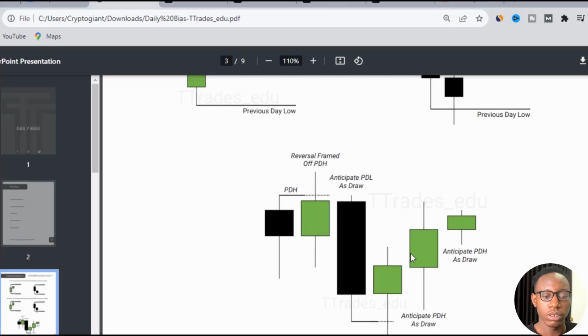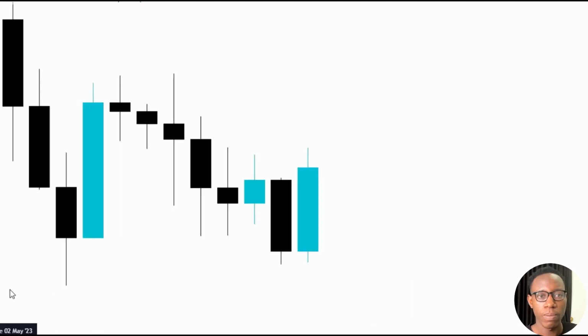And on the next day, because price has closed above this previous day high, we expect a reach into the previous day high until we have a draw on liquidity. So that is all for this. We are going to go over to the chart and see how we can make use of this.